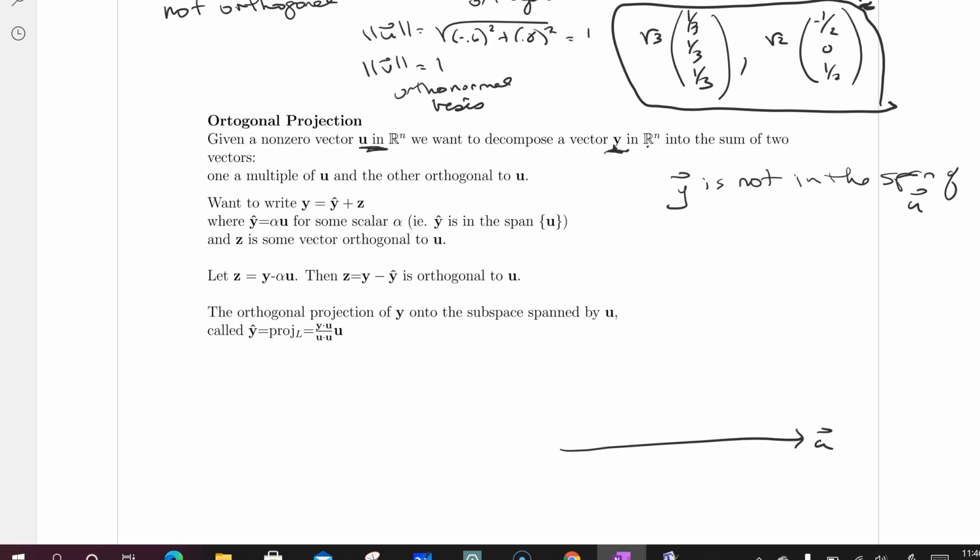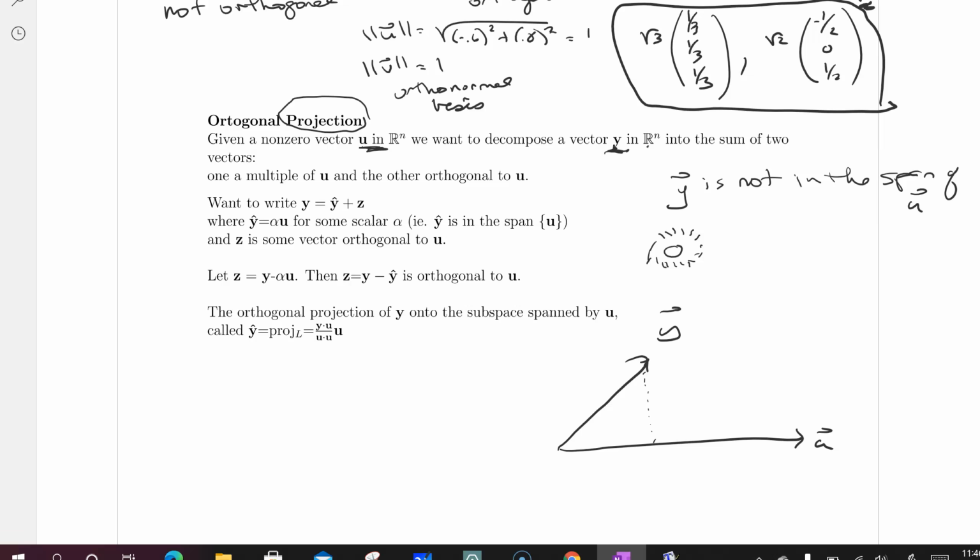All right. So what I want to do is a projection. I literally think of a sun, like the literal sunshine, the projection being the shadow of the vector y onto the vector u.